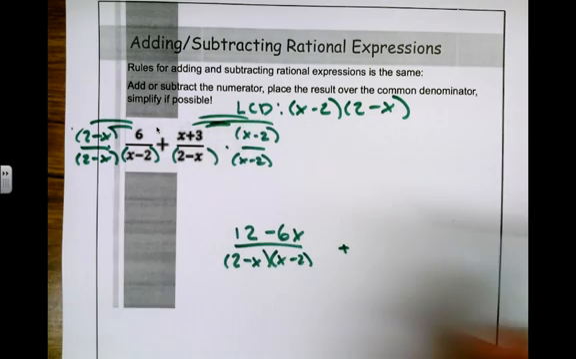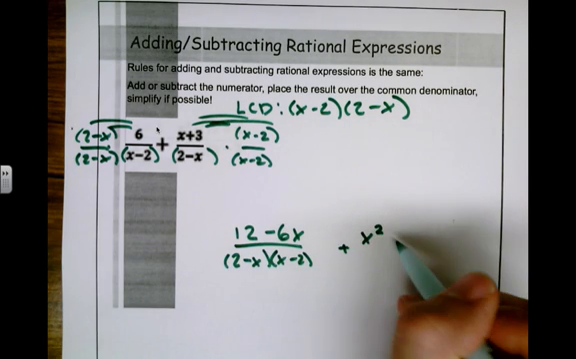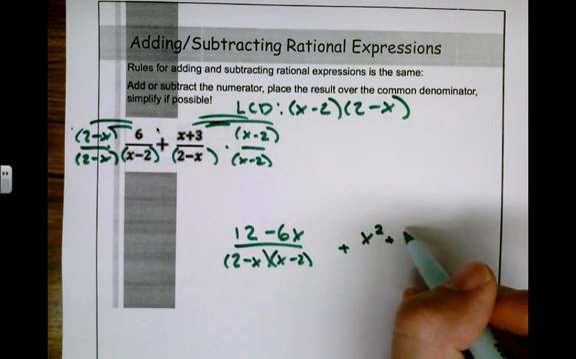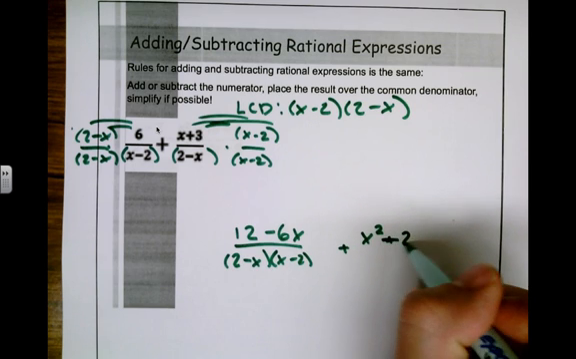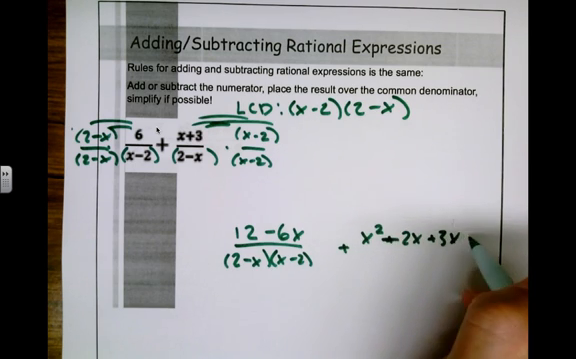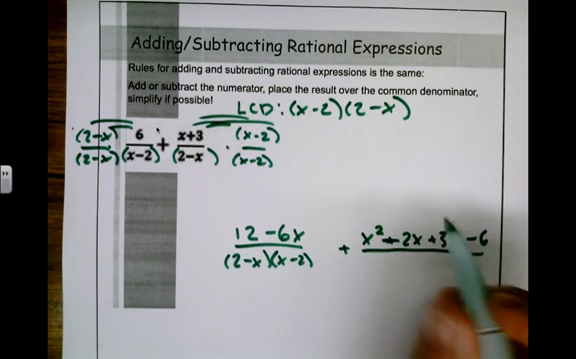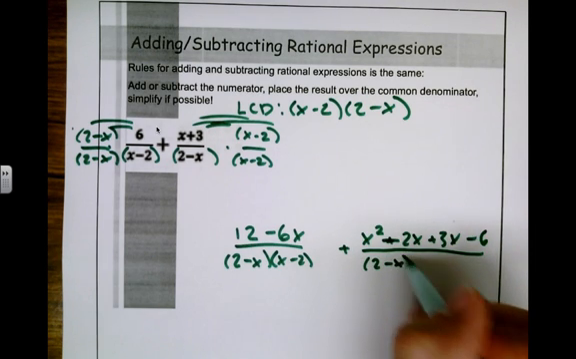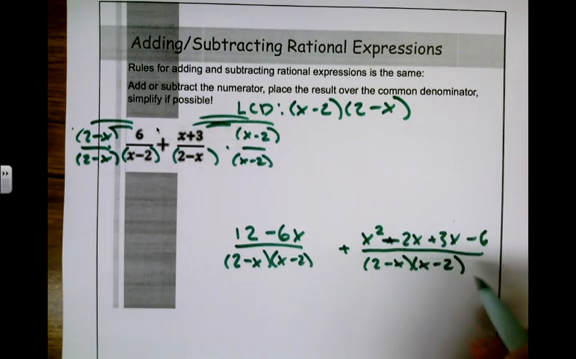I would have to FOIL. I'm going to have to distribute all of those things through. X squared minus 2x plus 3x minus 6, all of that being over 2 minus x, x minus 2.